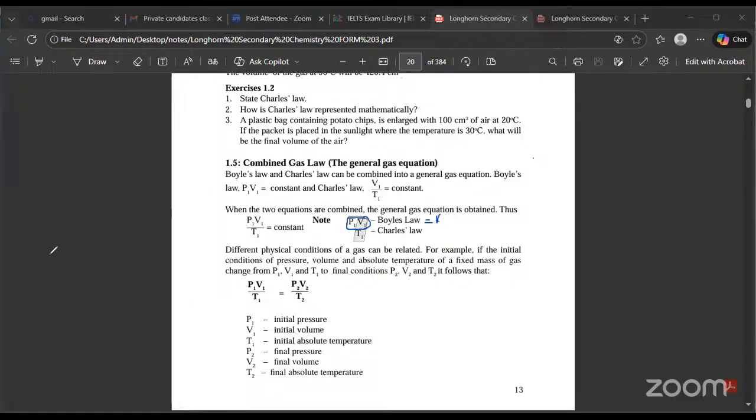I want to change the color. Let me just change the color so that it becomes easier. So let me use yellow today. I don't know. I don't like yellow. So this one is the Charles law and it is equal to K.